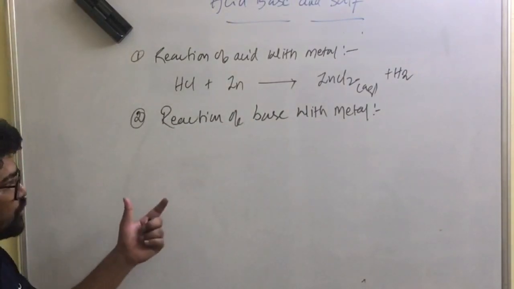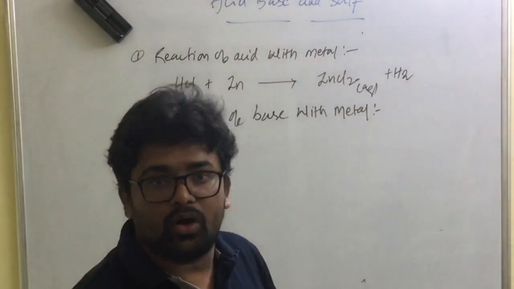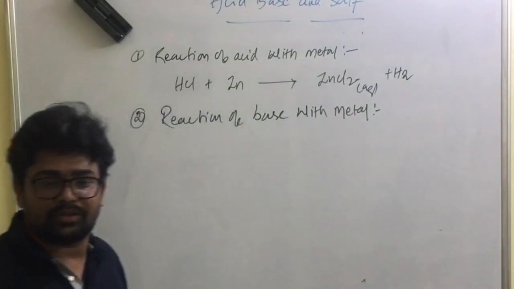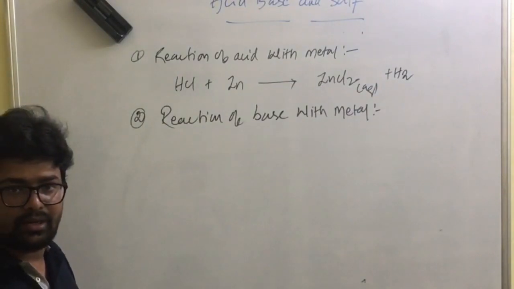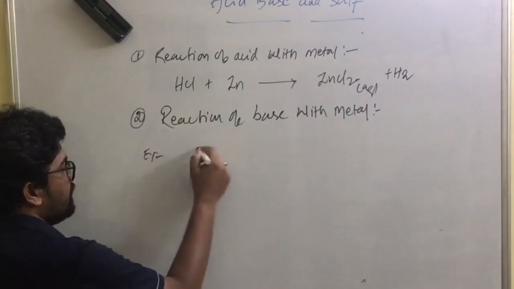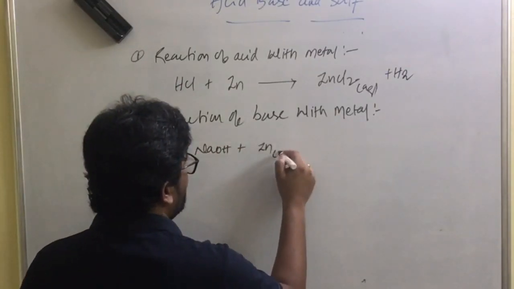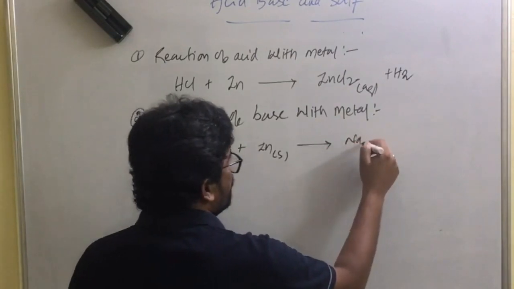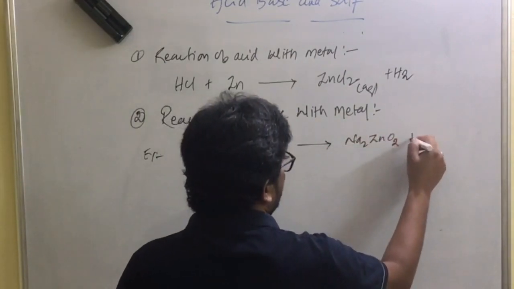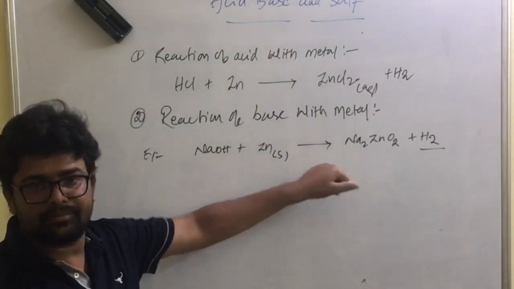Now the question comes, do all bases react with metals? All bases do not react with metal, only a few metals. Let us take an example. I'll take a base, NaOH, and react it with a metal called zinc. It gives you sodium zincate, and along with that hydrogen gas is released. It is called sodium zincate.